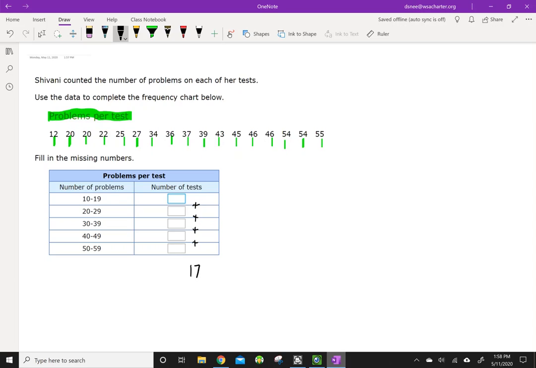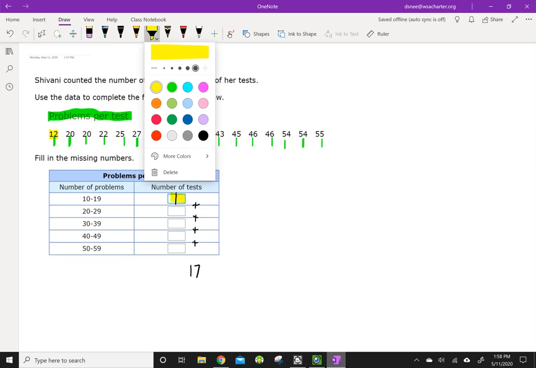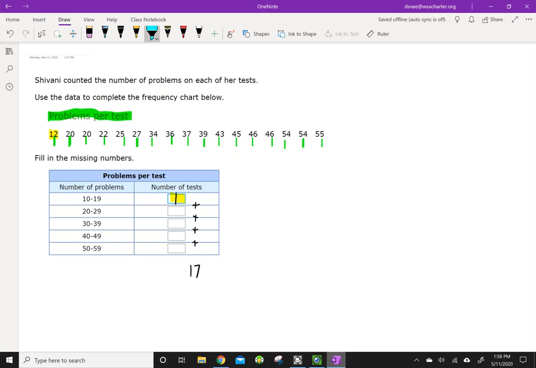So let's see, 10 to 19 problems. I can highlight those one color. You can use dry erase markers on your screen and wipe them off. 10 to 19, I've got just 1. Just 1 there, and that's that guy right there. And 20 to 29, let's make them a different color. Let's make 20 through 29. I've got 1, 2, 3, 4, 5 of those.